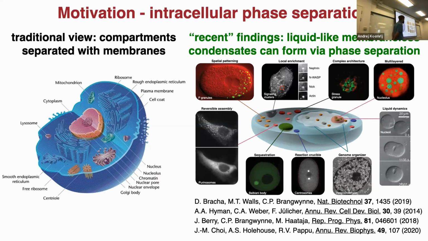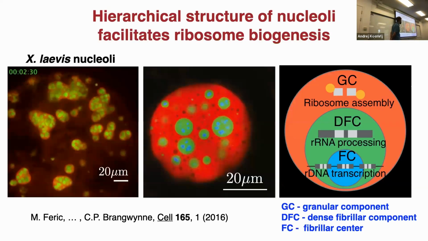But often these droplets, once they form, are not just simple liquid droplets, but they also have internal structure, which is related to the functions. To give you an example, I'm going to show you the hierarchical structure of the so-called nucleoli, which are in the cell nucleus, and are basically used to speed up the assembly of the ribosomes, which are also very important for biological functions. Here you see fluorescently labeled molecules, where each color labels different molecules, which are enriched in different phases.